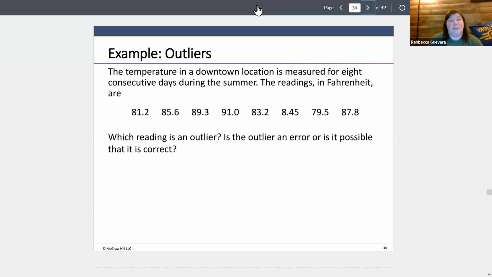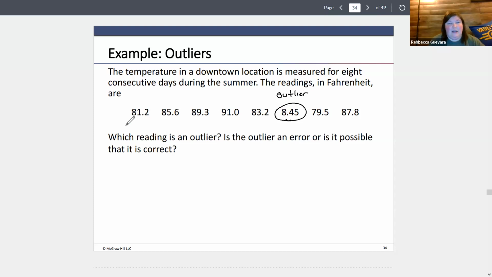So this is the temperature in a downtown location measured for 8 consecutive days during the summer. Remember, these are summer temperatures. The readings in Fahrenheit are 81.2 degrees, 85.6, 89.3, 91 degrees, 83.2 degrees, and then all of a sudden it's 8.45 degrees, and then 75.5 degrees, 87.8. So which reading is the outlier? Well, clearly this one. That's the outlier.